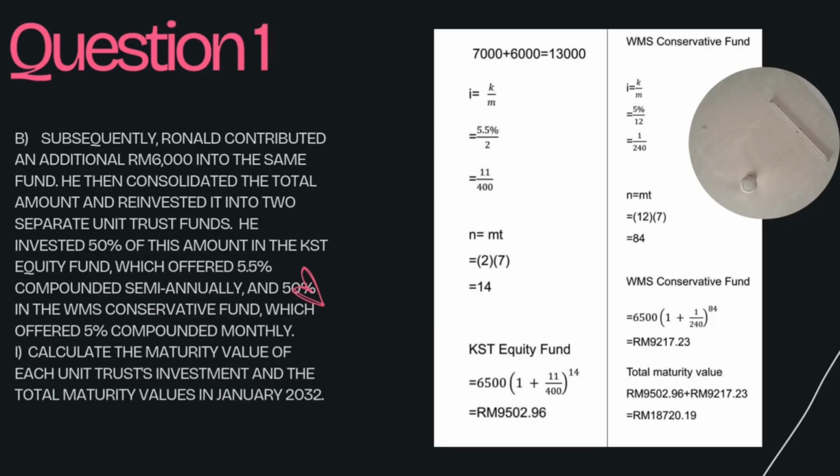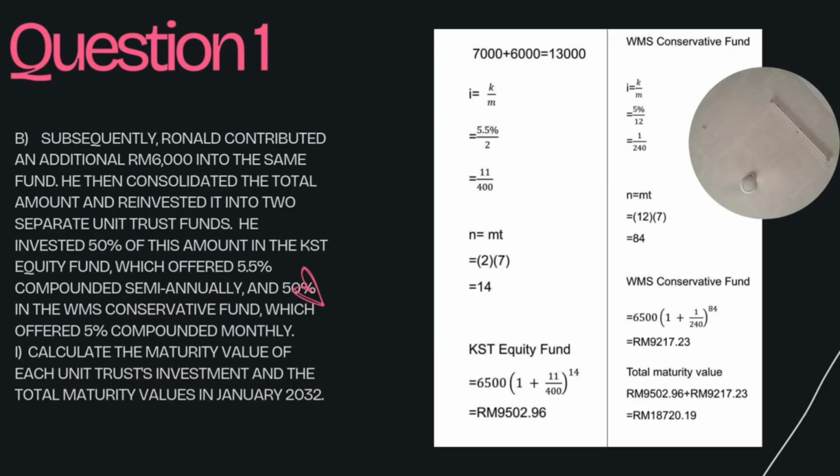B. The question is, subsequently, Ronald contributed an additional 6,000 ringgit into the same fund. He then consolidated the total amount and reinvested it into two separate unit trust funds. He invested 50% of this amount in the KST Equity Fund, which offered 4.5% compounded semi-annually, and 50% in the WMS Conservative Fund, which offered 5% compounded monthly. Question 1. Calculate the maturity value of each unit trust investment and the total maturity value in January 2032.